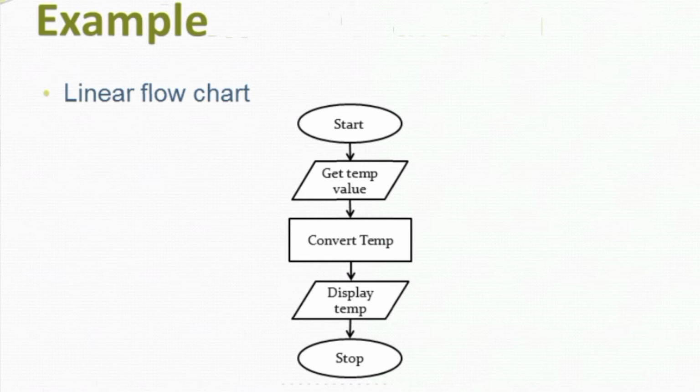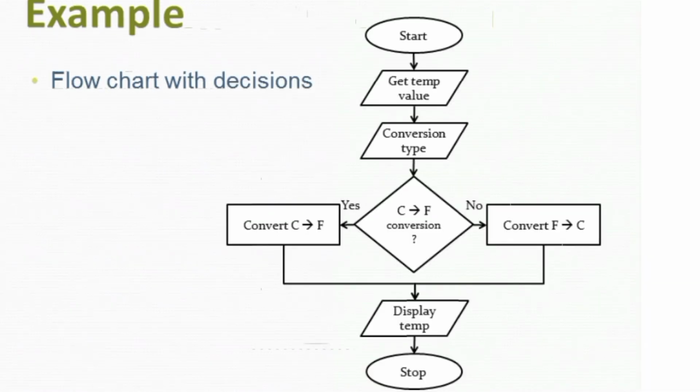So here's what we would call a linear flowchart. It's just a straight process. We start, we get a temperature value, we convert it, we display that resulting converted temperature value, and then we stop. Here we have a slightly more complex version of this same basic algorithm.